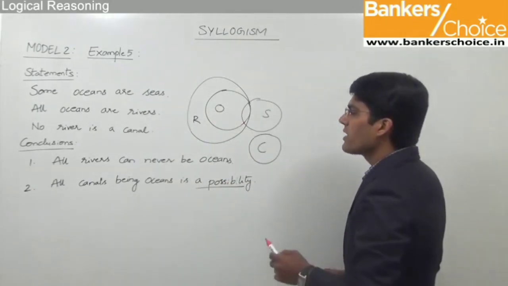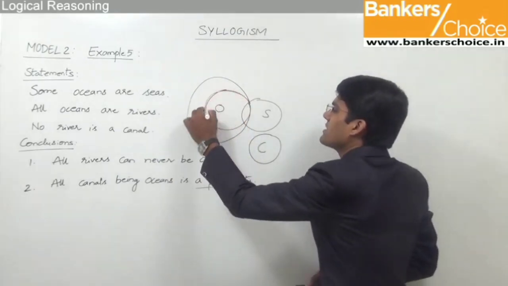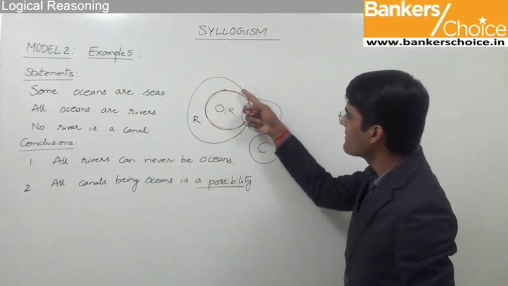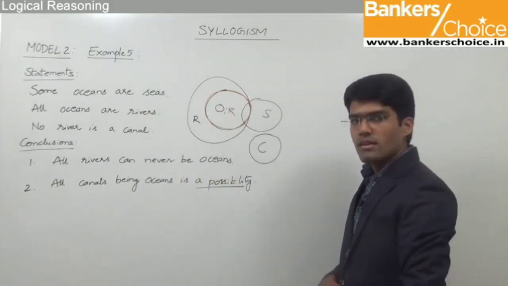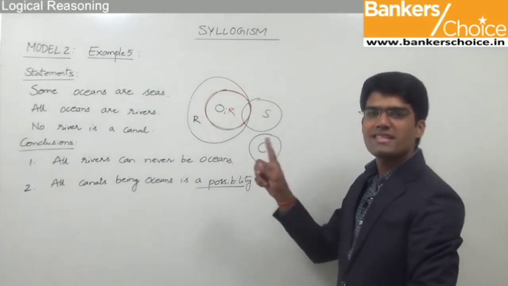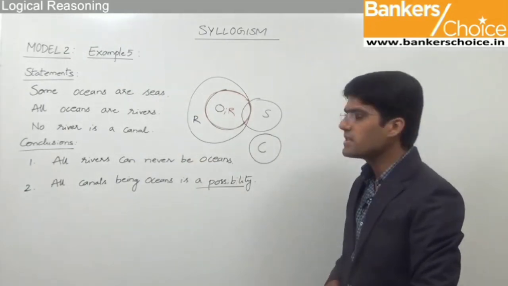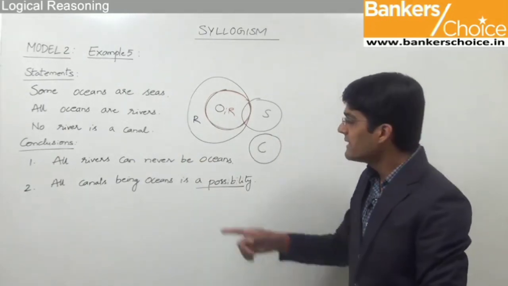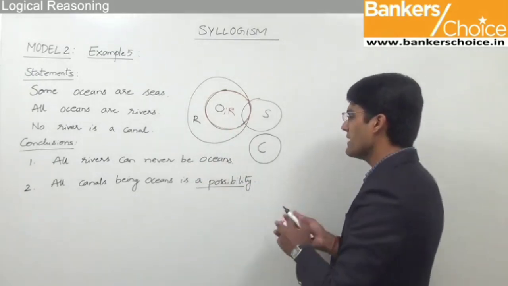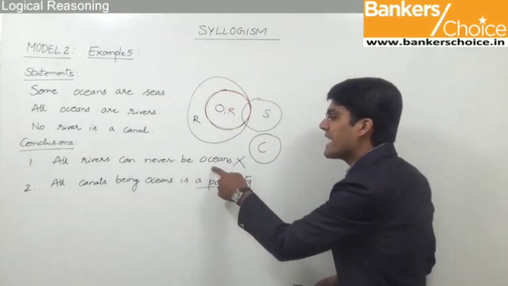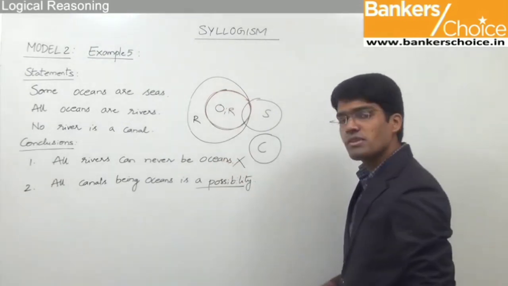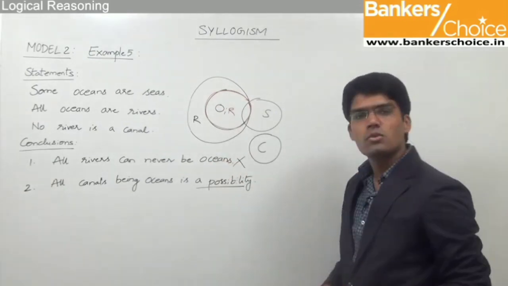But if you try to draw rivers such that rivers and oceans share the same circle, because the statement says all oceans are rivers, so all oceans are rivers can be taken as shown by the red circle. So if we take the rivers as shown by the red circle, we find that all the rivers are oceans, or oceans and rivers are equal. But the first conclusion says all rivers can never be oceans. That is, it is quite opposite to the red circle as shown in the figure. So we can say that conclusion number 1 is false. Why? Because though it satisfies the basic diagram, it does not satisfy the other possible cases. And since it is a definite conclusion, it must be true in all the cases. So we say that conclusion 1 is false.